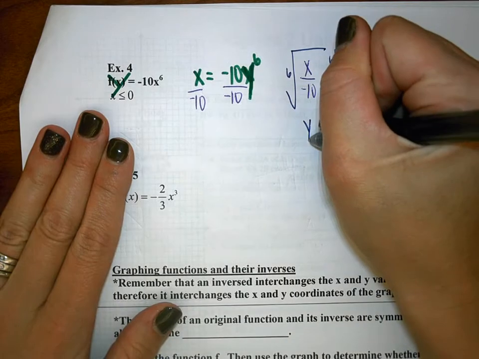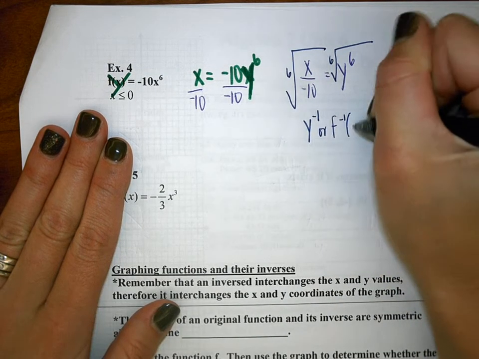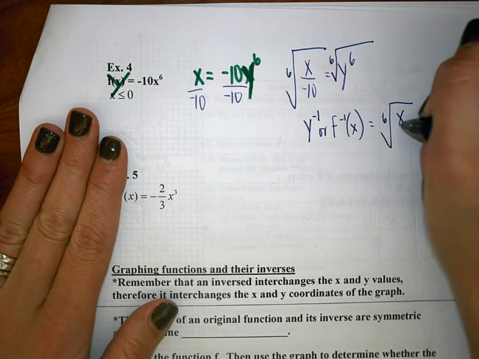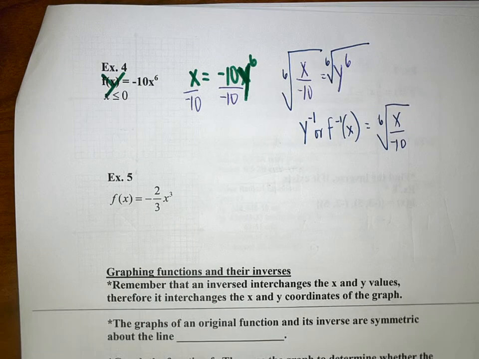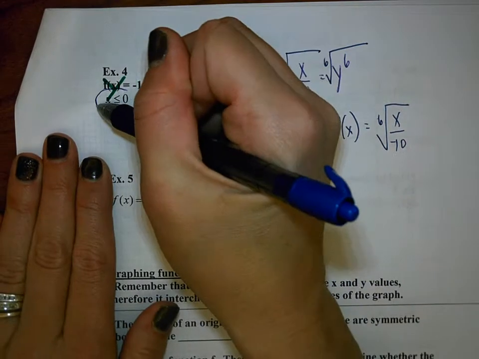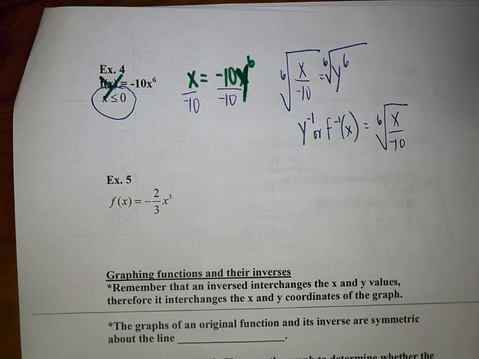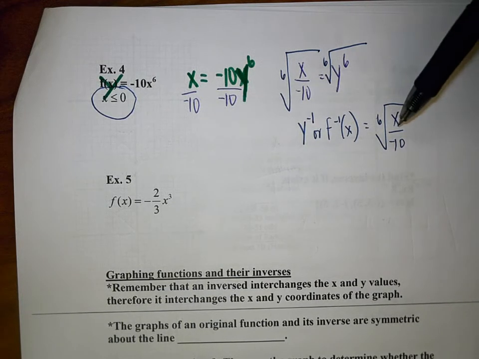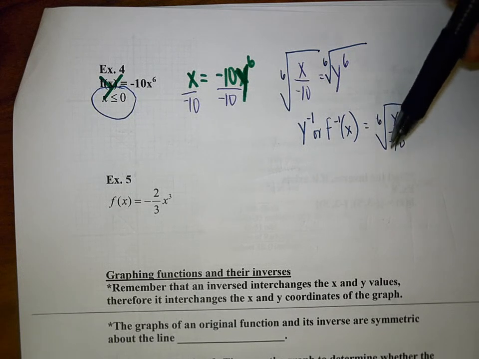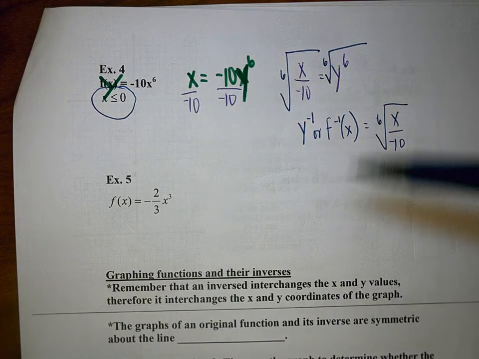So we have y to the negative 1, or f to the negative 1 of x, equals the 6th root of x over negative 10. If you notice back at the original problem, it tells you that x is less than or equal to 0. Which numbers are less than or equal to 0? Negative numbers. So what that means is if you put a negative number in here, two negatives will end up making a positive number. Okay, and so this is my answer.